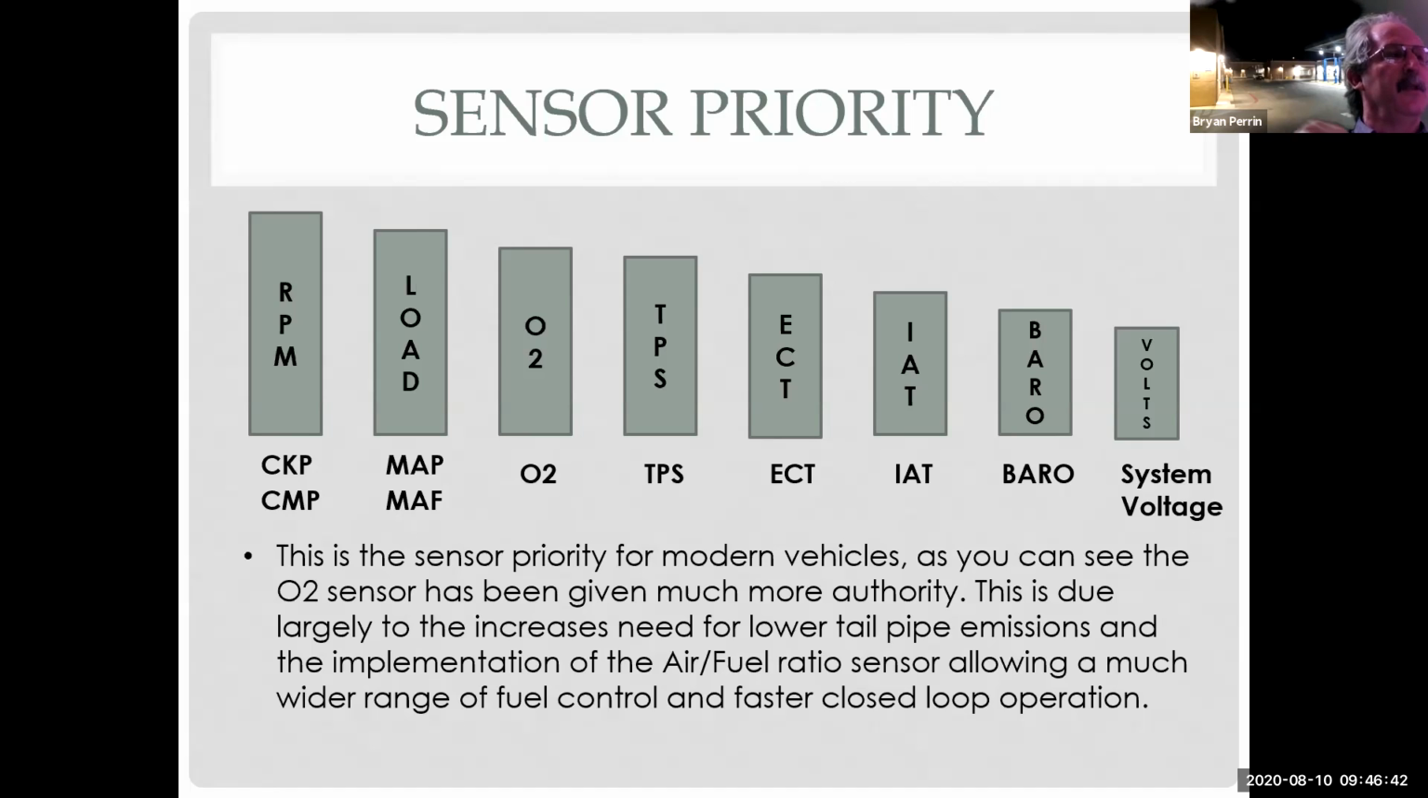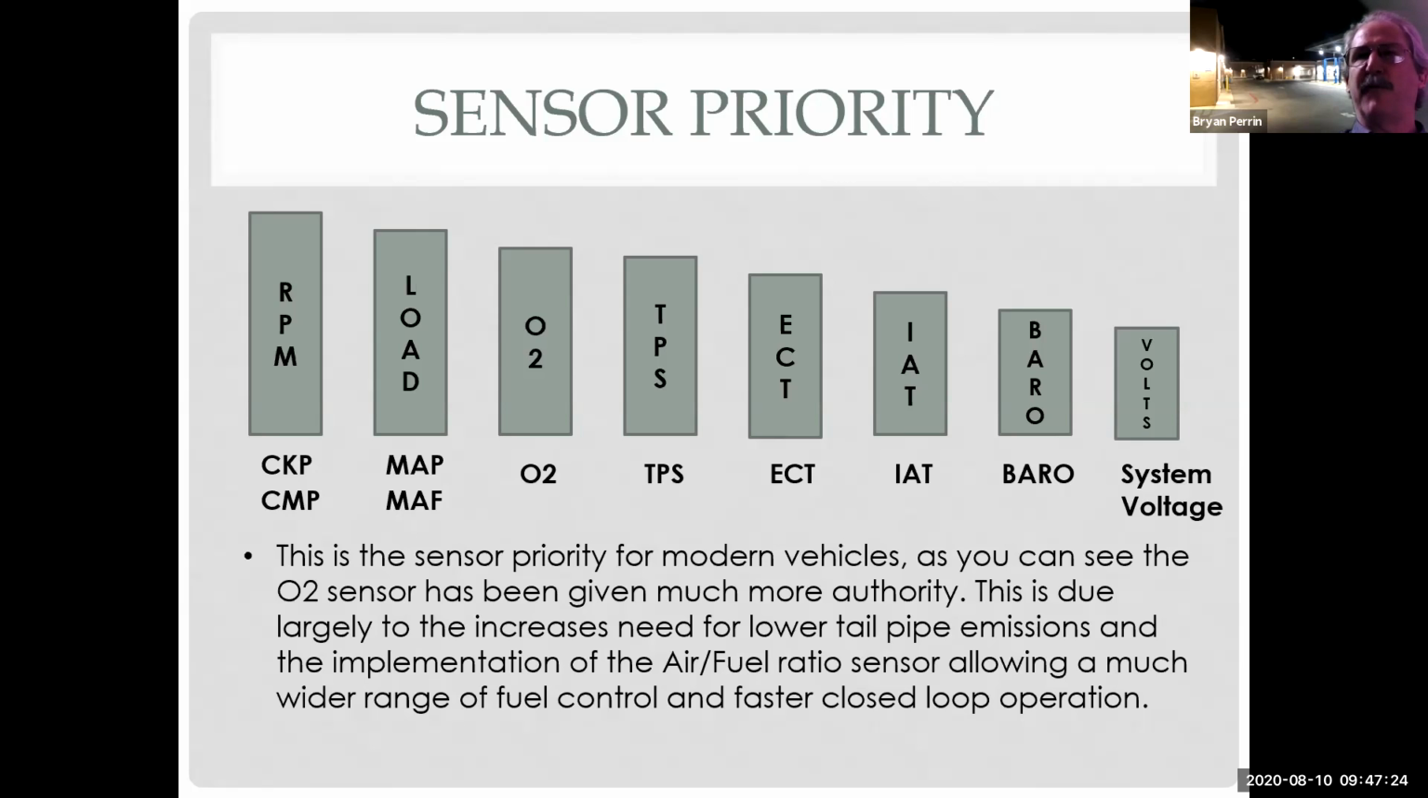So the O2 sensor has been given much greater authority, and this is due largely to the increased need for lower tailpipe emissions, and the implementation of the air-fuel ratio sensor, which allows a much wider range of fuel control and faster closed-loop operation. In the old days with the zirconium sensor, I might not go into closed loop for 2 to 5 minutes. With air-fuel ratio sensors or wideband sensors, I'm normally in closed loop in 20 seconds from when I start the car cold, which means that even though I may not be running stoichiometric because it's 20 degrees outside, I'm able to control that fuel mixture.